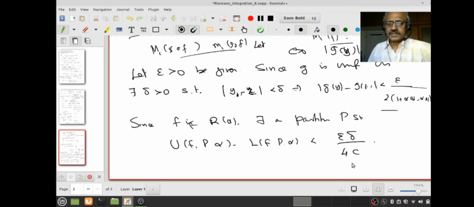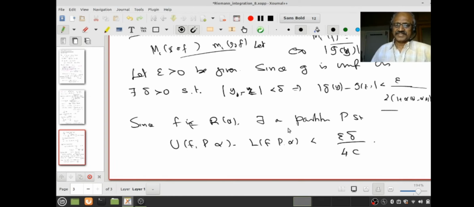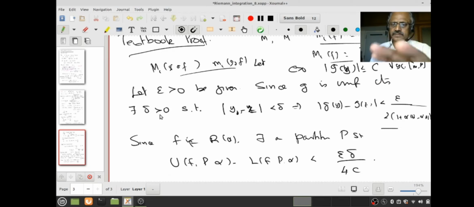Do you understand this? See, it looks very crazy, right? How do I know this? I have to put this because when I worked it out, I saw this. Okay, take it for granted. Now, what I have achieved is these two things.